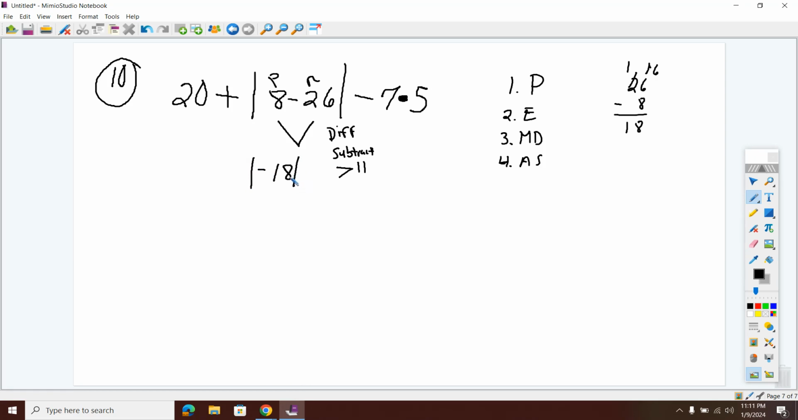Okay. Now this means the absolute value of negative 18. So how far is negative 18 from 0? 18. So the absolute value of negative 18 would actually be positive 18. Now we can bring everything down. Now we can bring the minus 7 times 5, my bad. The plus 20.